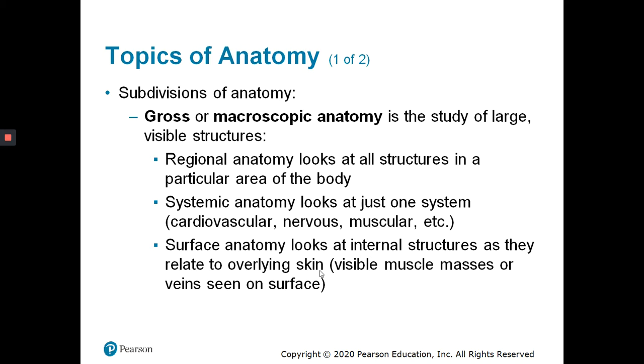And then the surface anatomy looks at internal structures as they relate to the overlying skin. So visible muscle masses, bone projections, things that you can see on the surface of the skin. Can't actually see the muscle or see the bone, but you can see where it protrudes out and know that that's where that muscle is located or that bone is.